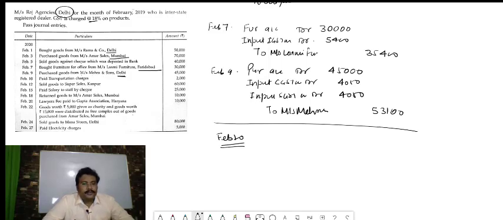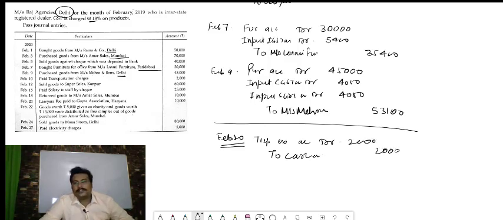paid transportation charge. So you are paying transportation charge bacha. How much transportation charge? 2,000 rupees. Okay. So you can write down transportation expenses account debit 2,000. Nothing is given, so we assume to cash account 2,000 and 2,000. Okay.